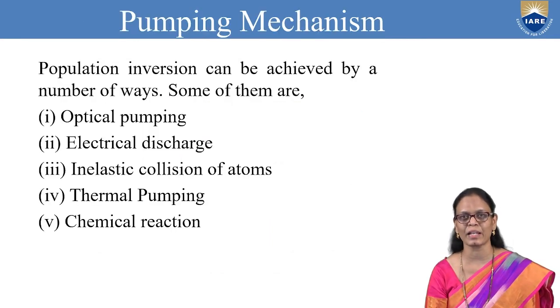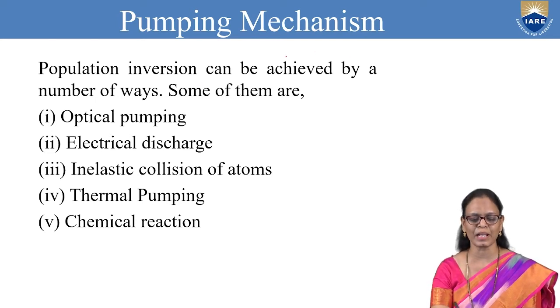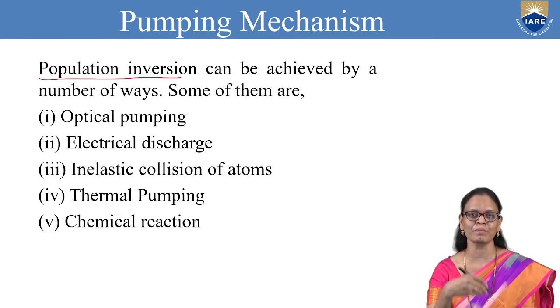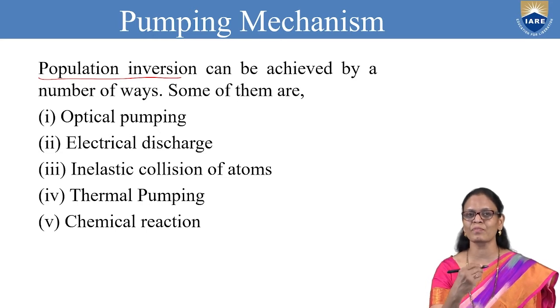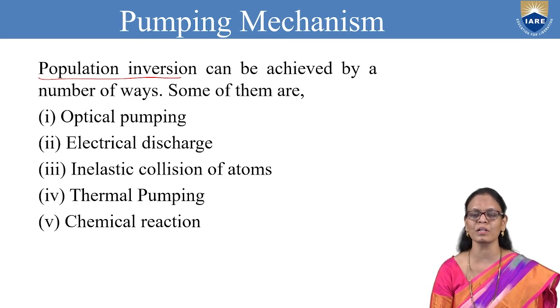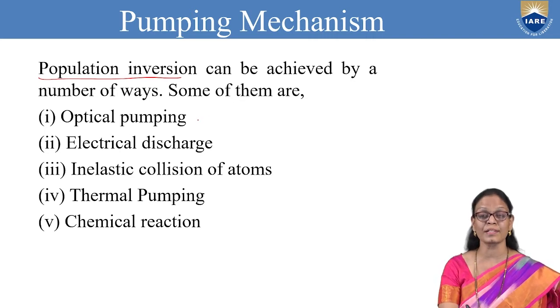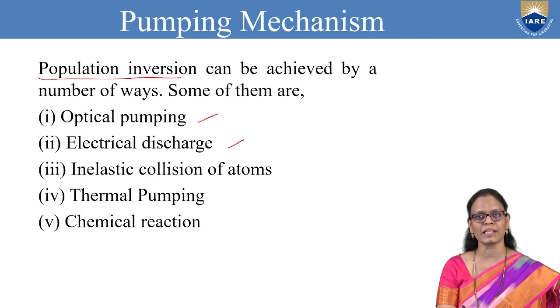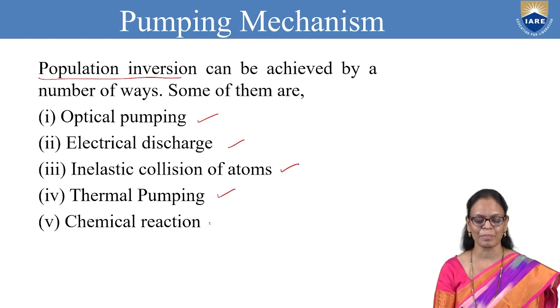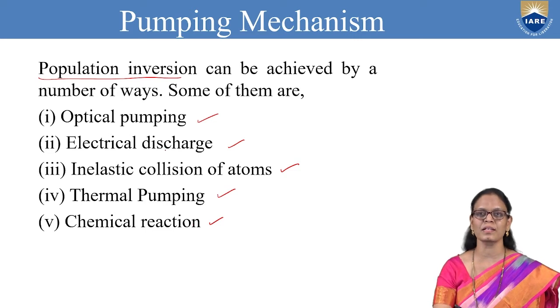Now, what are the pumping mechanisms? The population inversion can be achieved in a number of ways. We have discussed population inversion, meaning making the number of atoms in the excited state more than in the ground state. It means we have to pump the atoms from the ground state to the excited state. So what are the mechanisms we are using to pump these atoms to the excited state? The first one is optical pumping. Second is electrical discharge. Third is inelastic collision of atoms. Then we have thermal pumping and chemical reaction. So we are going to discuss them one by one now.